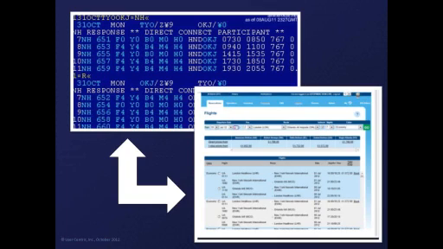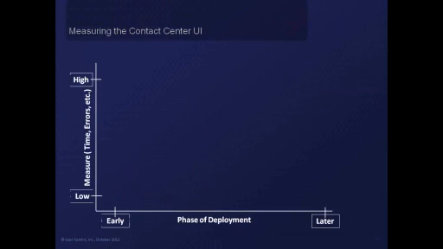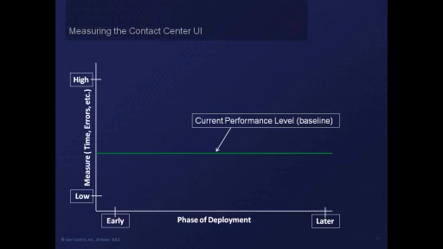Okay, so what we really want to understand is, when we take a look at any measurement protocol or any measurement activity, we want to understand the current performance level. So on the left axis, what we have is some sort of measurement. It could be time, it could be error, it could be satisfaction, any measurement by which we understand the performance of our contact center employees.